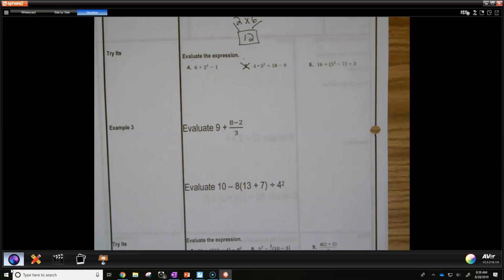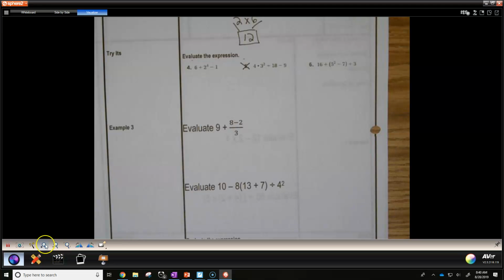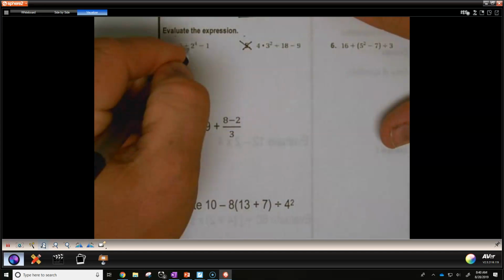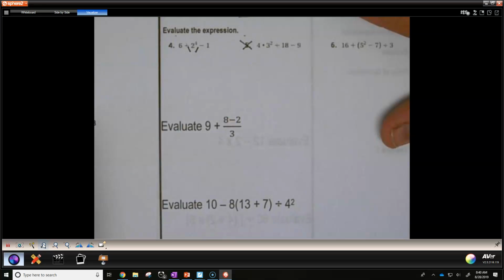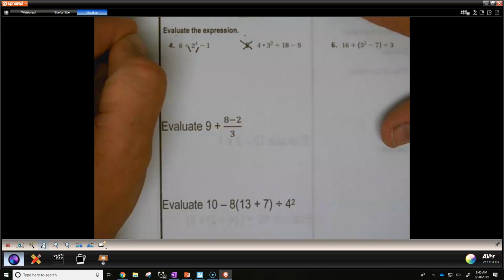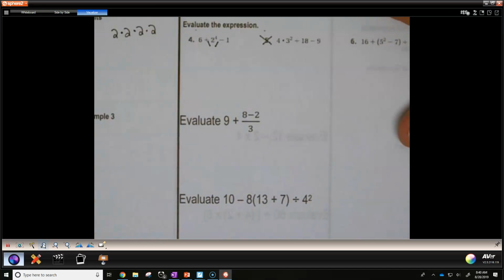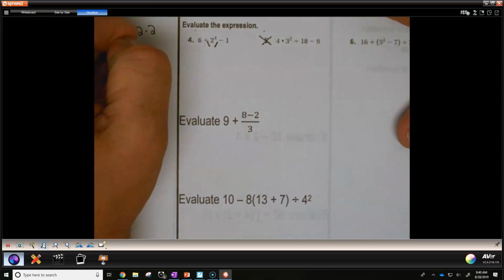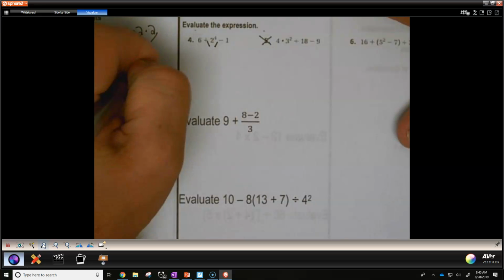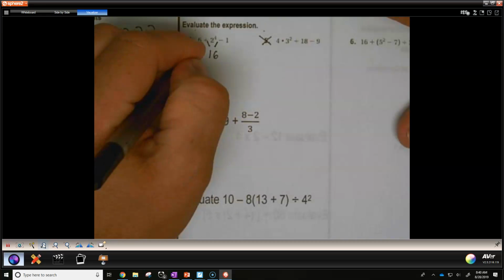Let's go over this. First thing, number 4. What should I have done first? First group, Cole. What would I do first? 2 to the 4th power. Very good. We have an exponent. 2 to the 4th power if I showed my work: 2 times 2 times 2 times 2, which I could say is 4, and 4 times 4 is 16.